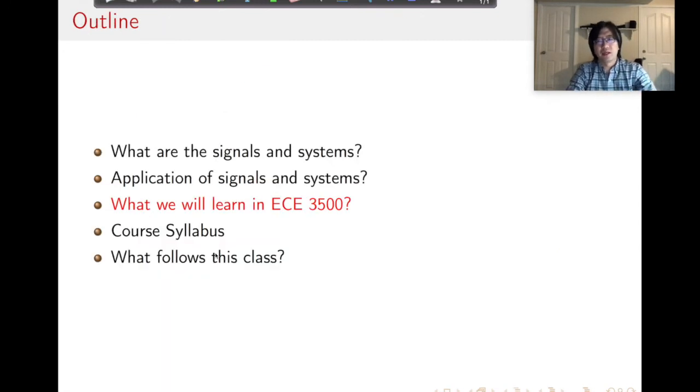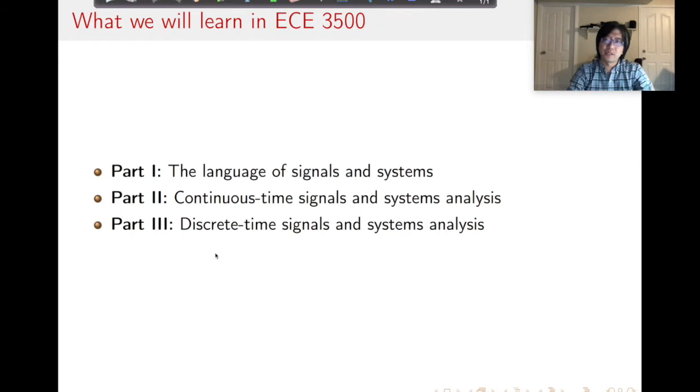Okay, so next, let's move on to what we will learn in this class. Basically, in this class we're going to have three parts in total. The first part is the language of signals and systems. The second part is the continuous time signals and systems analysis. And the third part is the discrete time signals and systems analysis.